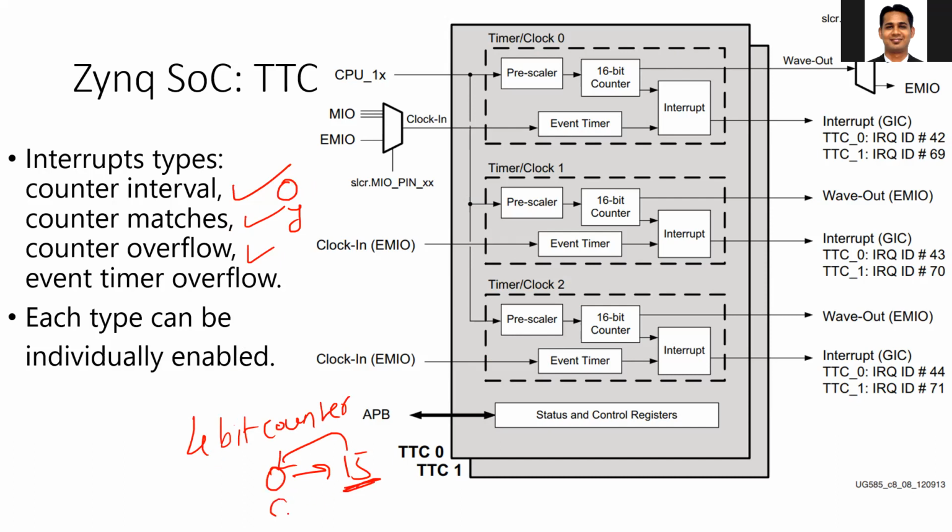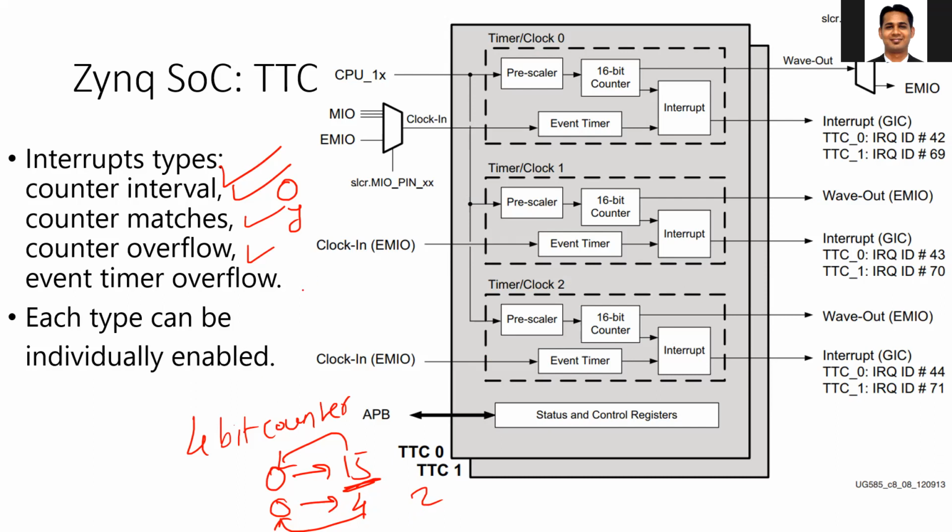But you may design the counter to count from 0 to, say, 4 and then back to 0. This is nothing but the counter interval, where it goes up to 4 and back to 0. Whenever it reaches 0, it will generate the interrupt. And suppose you have a match interval of 2, that means it will generate the interrupt whenever it reaches 0 as well as when it reaches the value 2. So that is called the match interrupt.